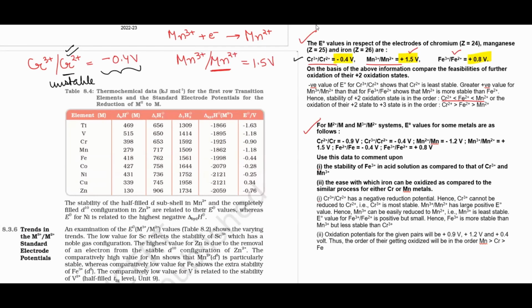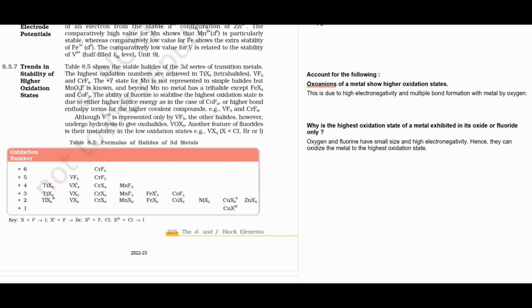And similarly, the basis of the second question is also the same. You just have to compare the electrode potentials based on that stability. The answer is written here, so you can just go through. The next important paragraph is here. This is an important paragraph.